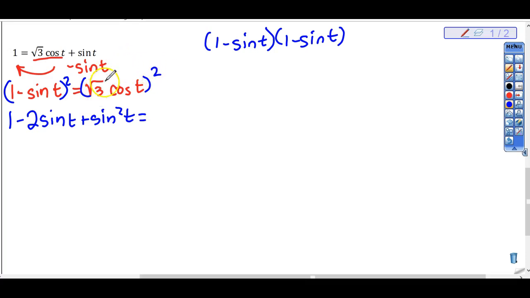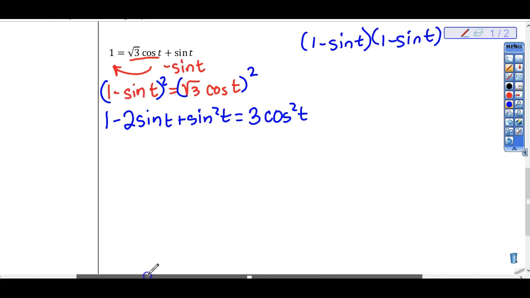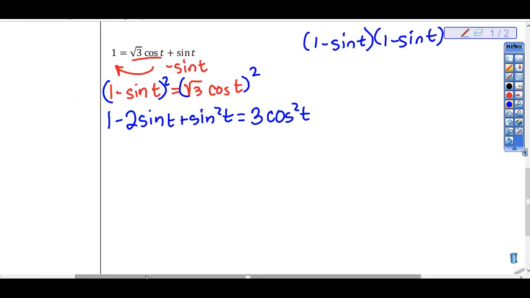let's square this quantity. So let's multiply it times itself. Square root of 3 times square root of 3 is 3. Cosine t times cosine t is cosine squared t. So better situation. No square root. And what's really nice, now we have some cosines and sine squareds. They're easier to substitute. So what do you want to do? Pull out the sines and insert all cosines, or pull out the cosine and insert all sines?